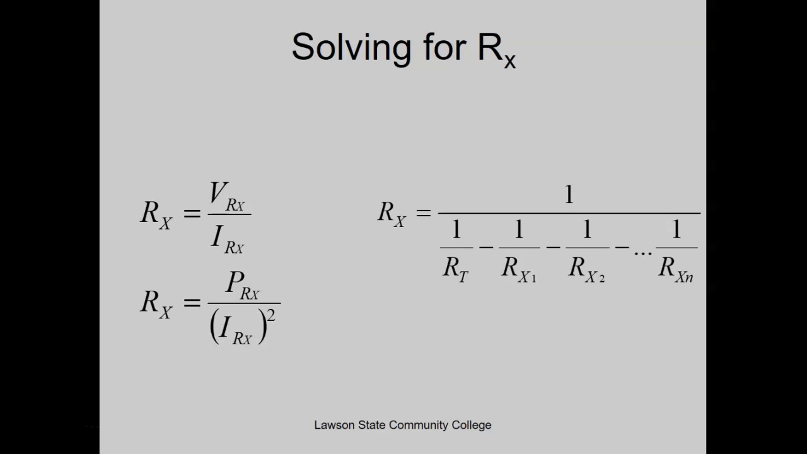In this case, what you're doing is finding the conductance for each resistor. Then you're subtracting it from your total resistance's conductance. So you're taking your total conductance, subtracting everybody else's conductance, and then taking what you have left over and finding that specific resistor.